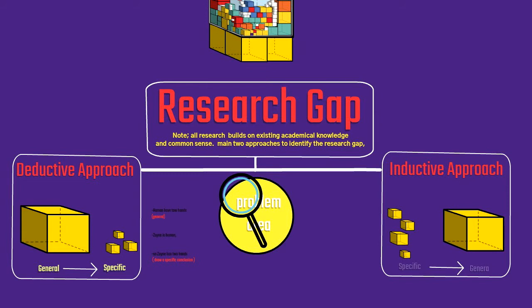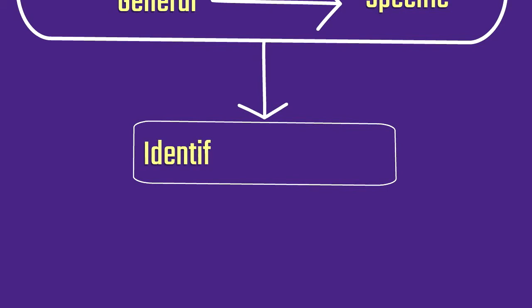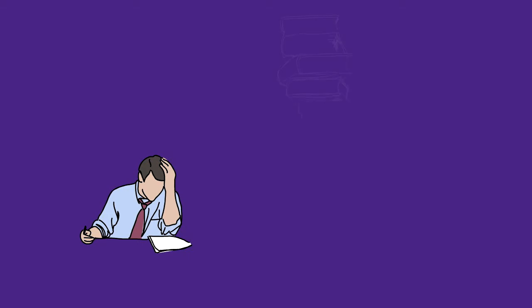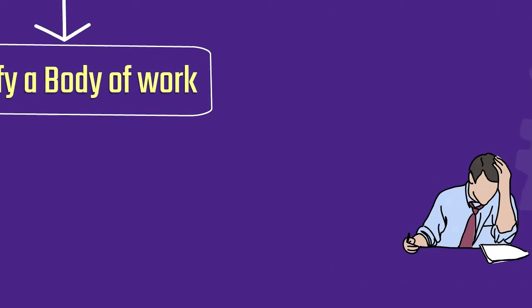Let's go back to the deductive approach. A strategy that you can follow in this approach is to identify a body of work that addressed a particular problem or has developed a specific theoretical approach. You need to look for what's missing or problems not addressed yet.